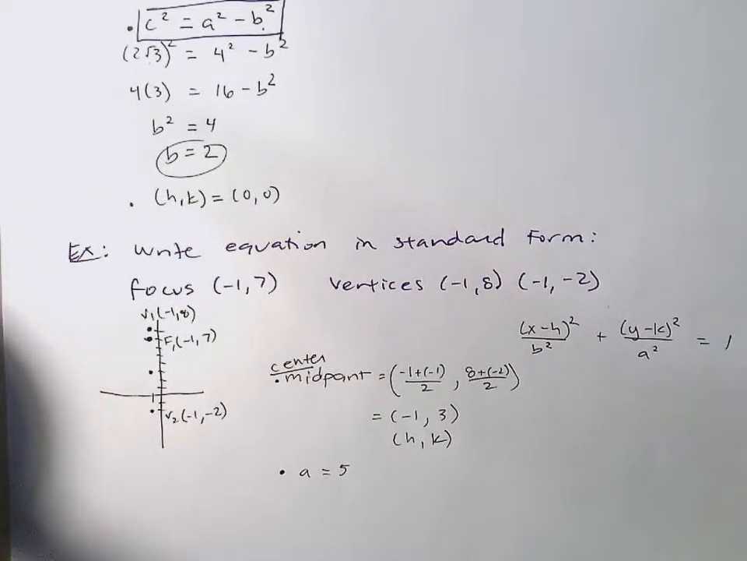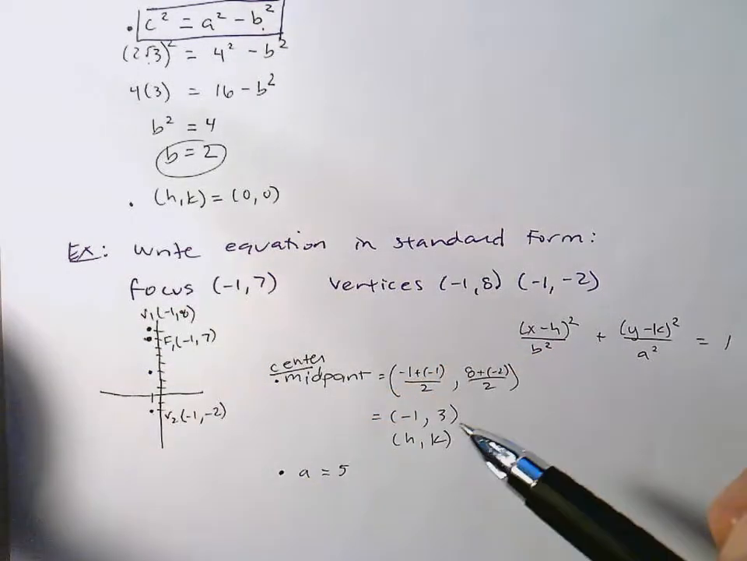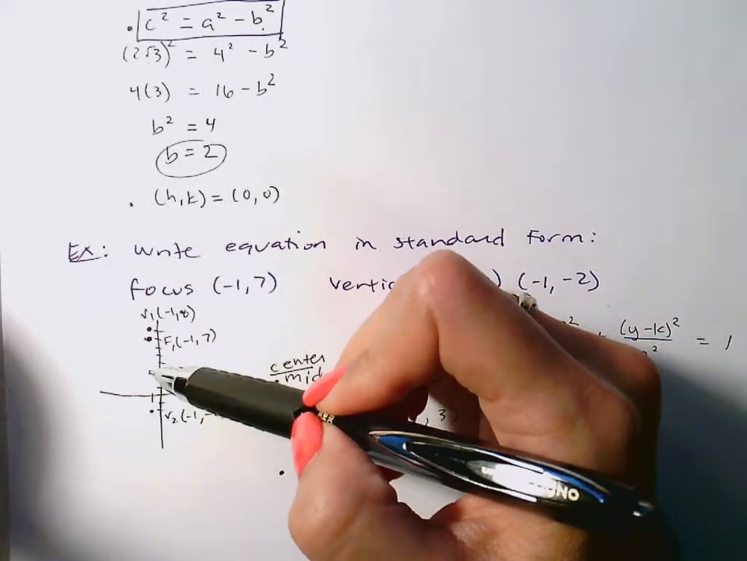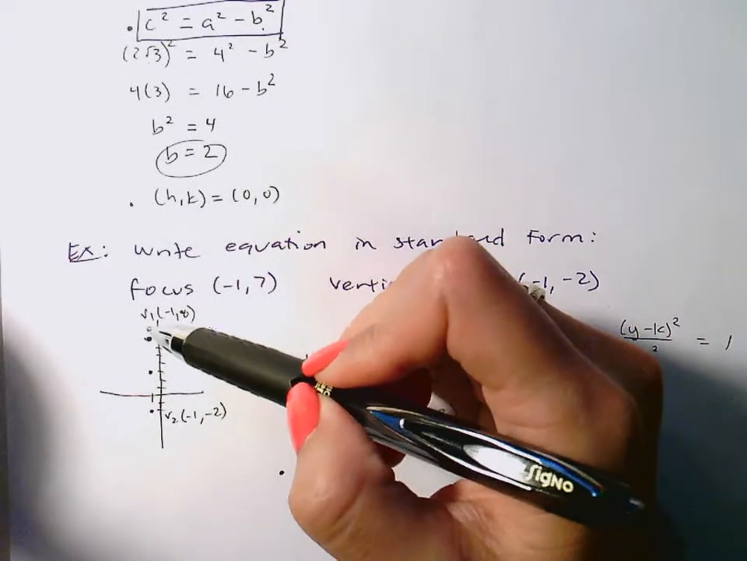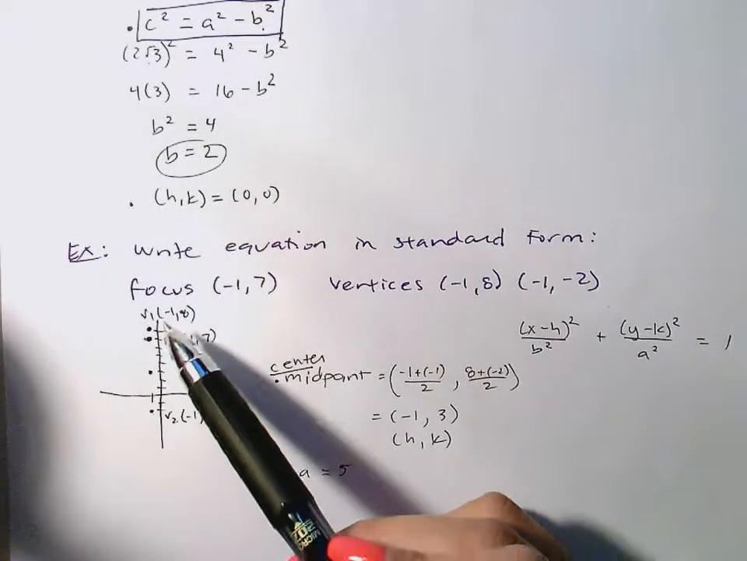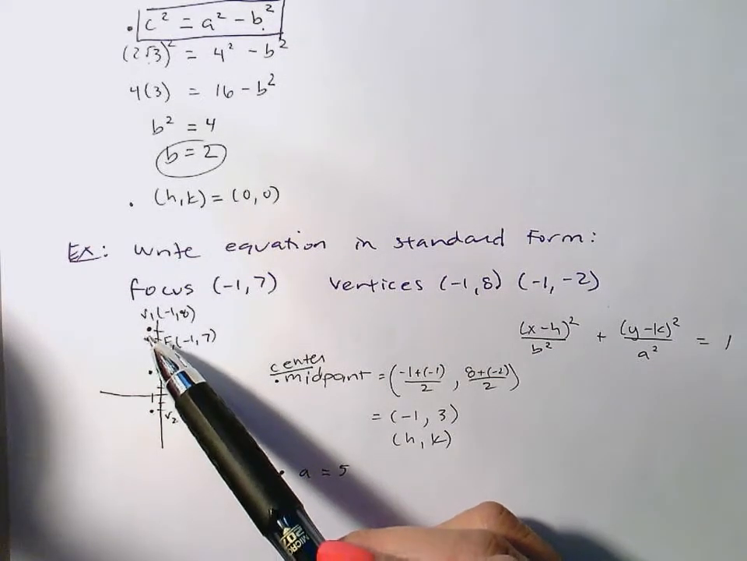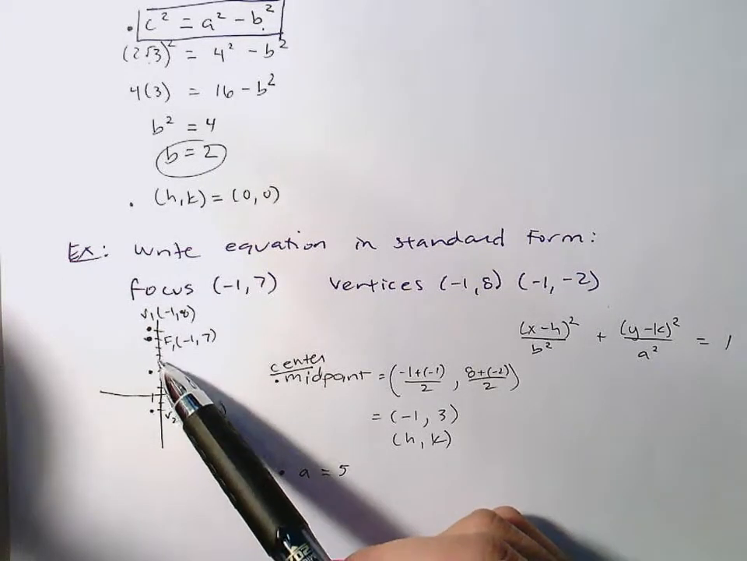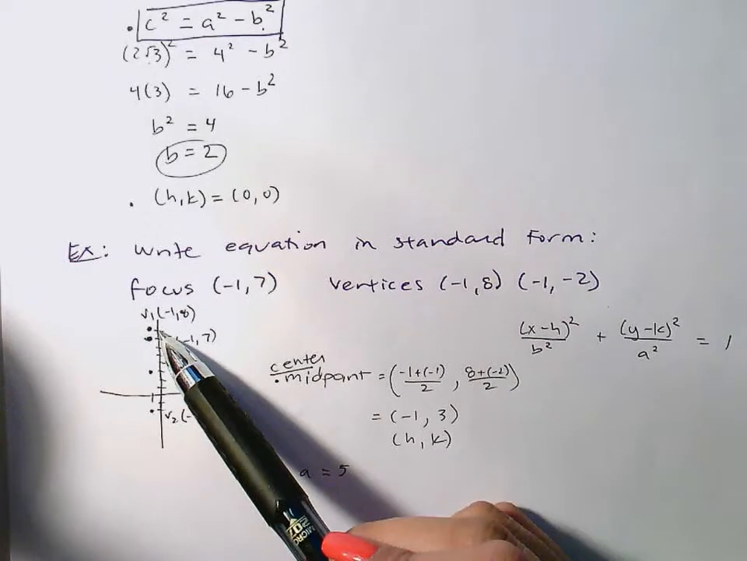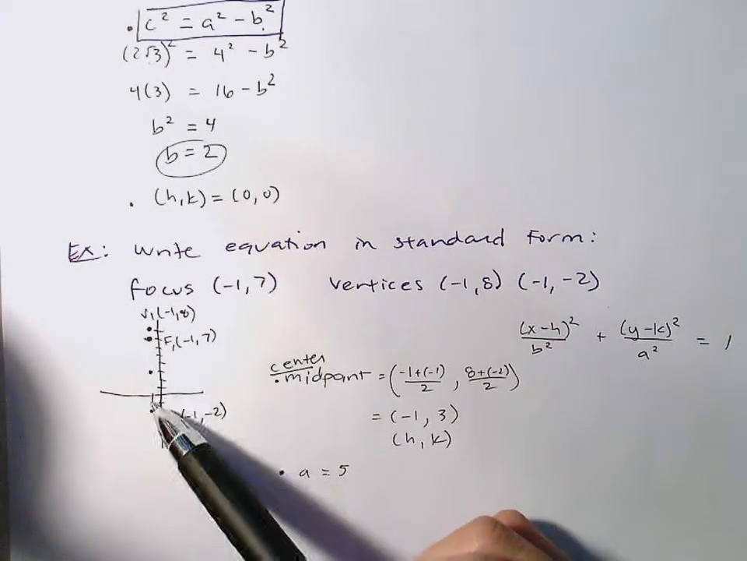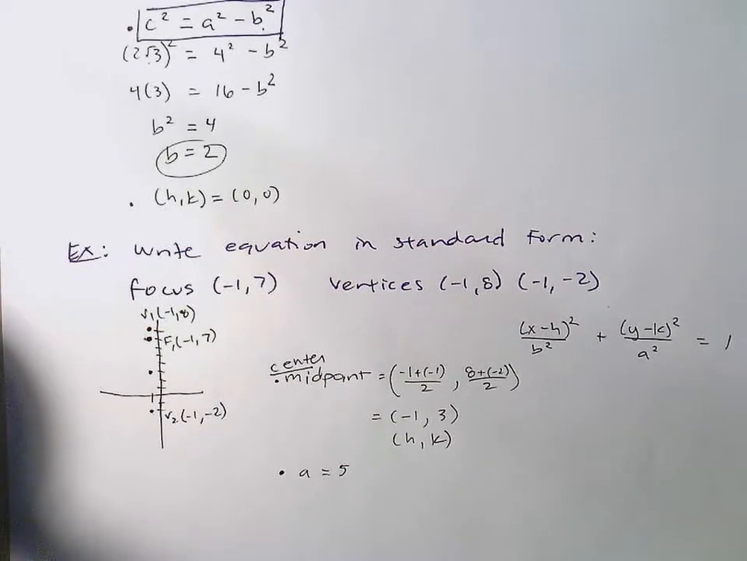So whichever way you want to find that a value is really up to you. You can count the units away from the center to the vertices once you find the center using the midpoint formula, or you can use the picture and find the distance between the vertices. So this is 1, 2, 3, 4, 5, 6, 7, 8, 9, 10, and 10 divided by 2 gives me the distance from here to here and also from here to here. So a is equal to 5.